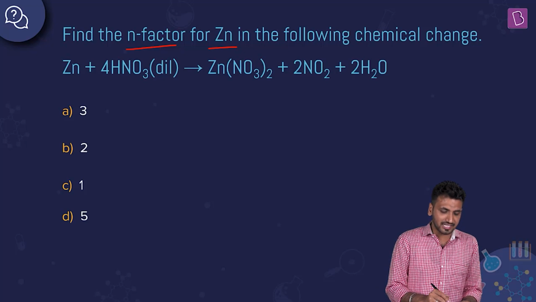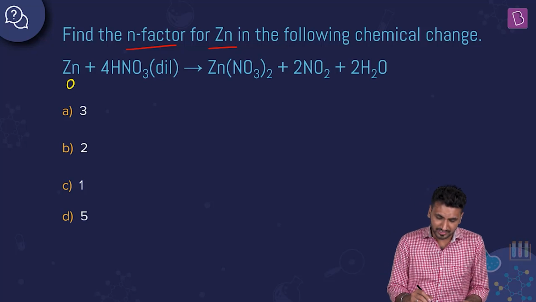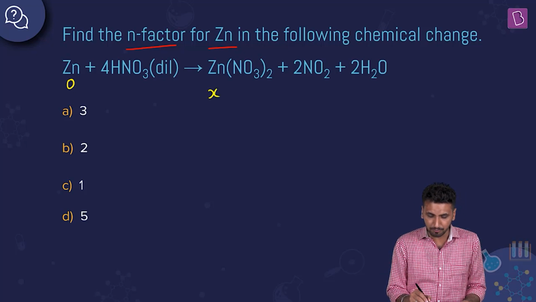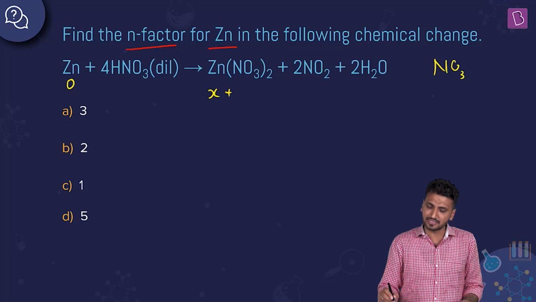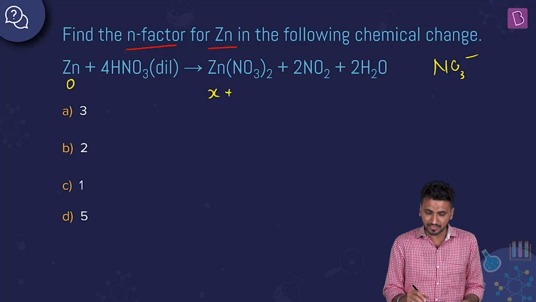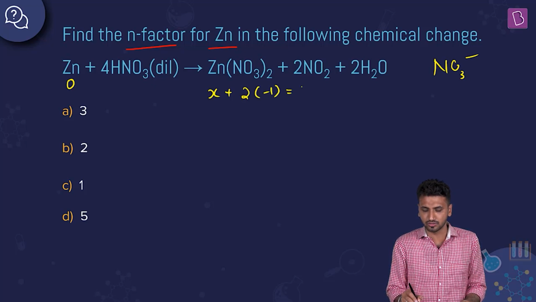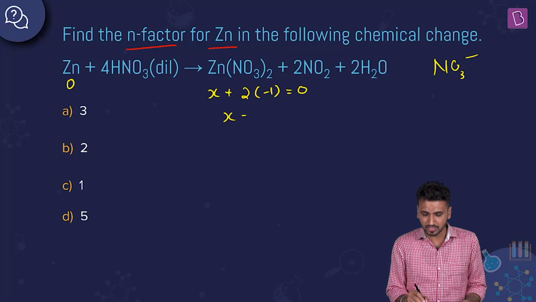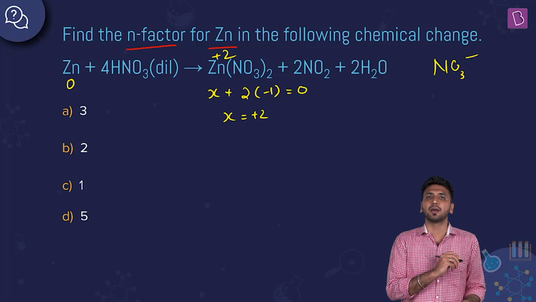So on the reactant side, it is in elemental state, so it is going to be 0. On the product side, let's assume it to be X plus nitrate. You know, nitrate is like NO3 minus ion, so I'll assume NO3 minus, and this is like X plus 2 ions into minus 1 is equal to 0. From here, X is coming out to be plus 2. So here, the oxidation state of zinc is plus 2.